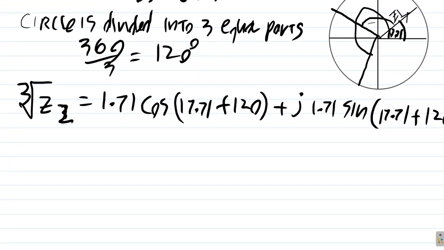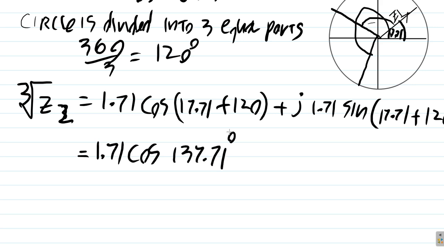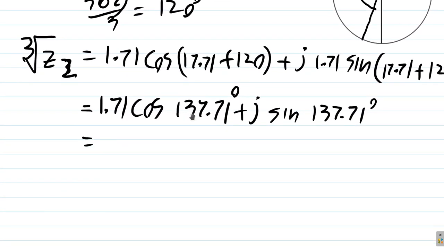So what we have here now is 1.71 cos of 17.71 plus 120. That's 137.71 degrees, plus j sine 137.71 degrees. Alright? So we found the polar form for this. Let's find the rectangular form for Z2. Alright?